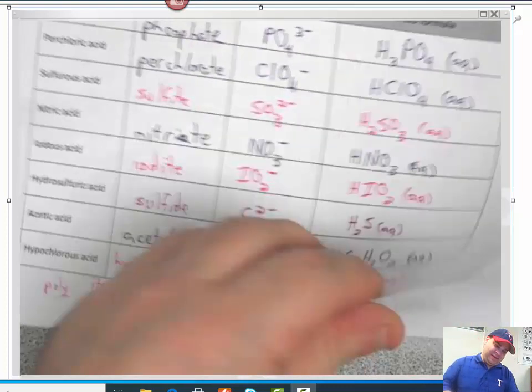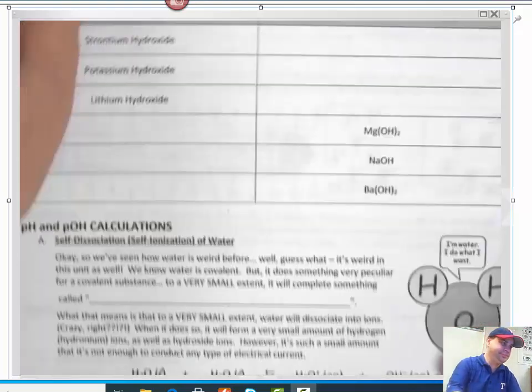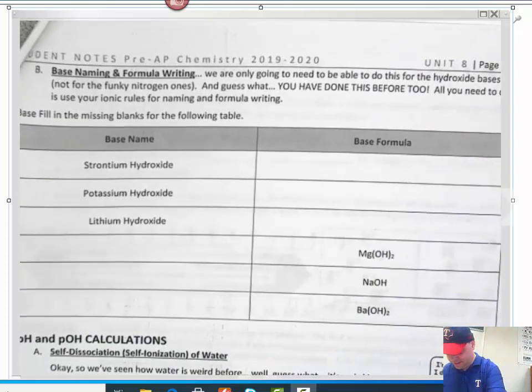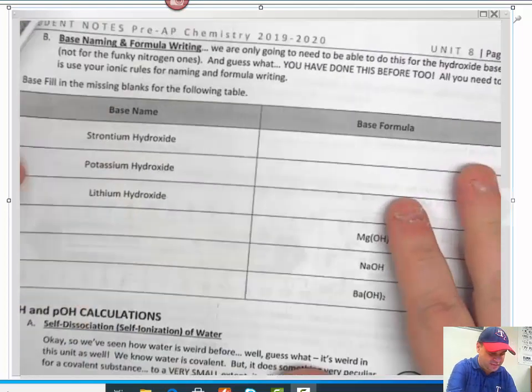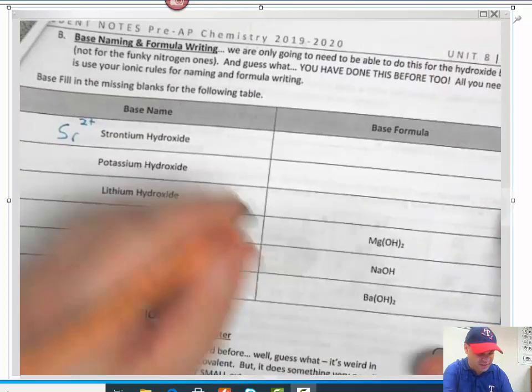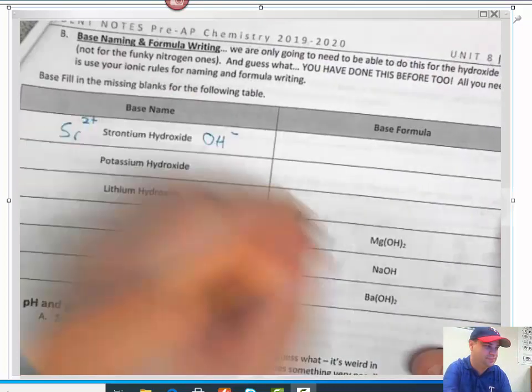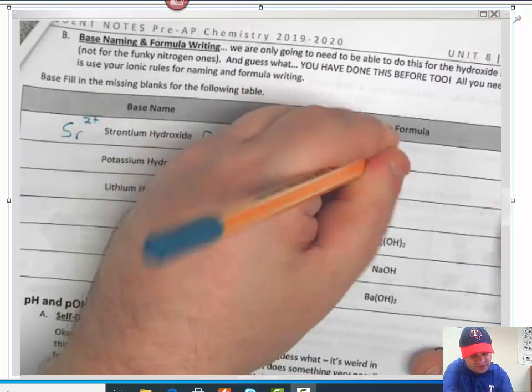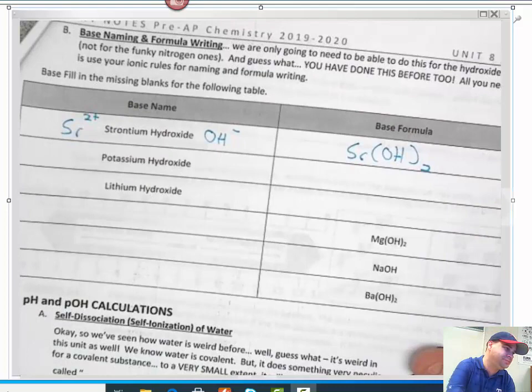On to page 7. Okay, bases. This is just your basic ionic writing here. Okay. Remember, bases have hydroxide, which is OH-. Okay. So for here we have strontium. Strontium is Sr2+. Hydroxide is OH-. So our formula is going to be Sr(OH)2.